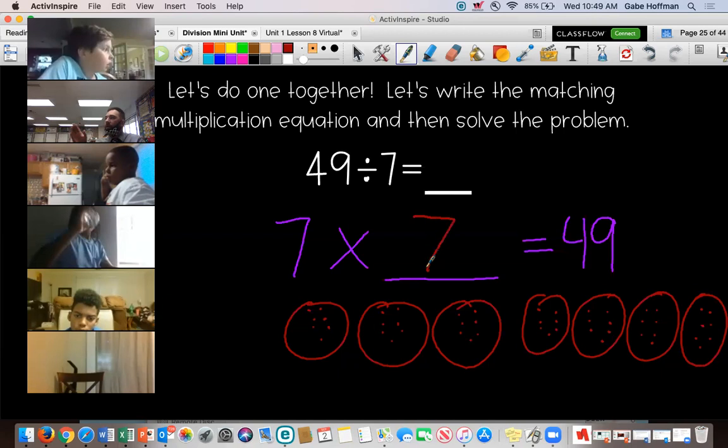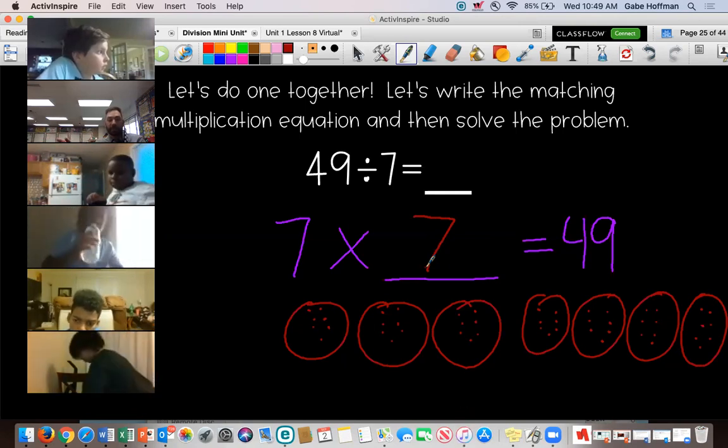And so drawings are great if that's what you need to do to solve the problems. But if you know your multiplication facts, a perfect explanation for how did you solve 49 divided by 7 would be, I know 7 times 7 equals 49.